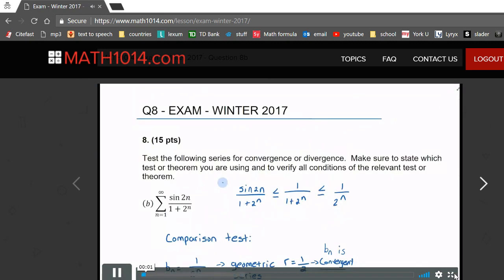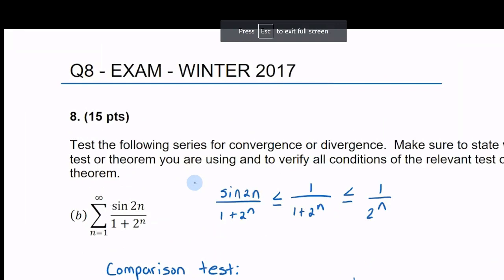Test the following series for convergence or divergence. So taking a look at this series, we see a sine in the numerator. The trig function sine, the maximum value it could have is a 1. So this function here must be less than or equal to 1 over 1 plus 2 to the n. The numerator would never be bigger than a 1.